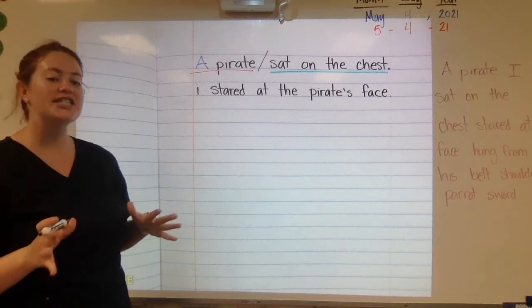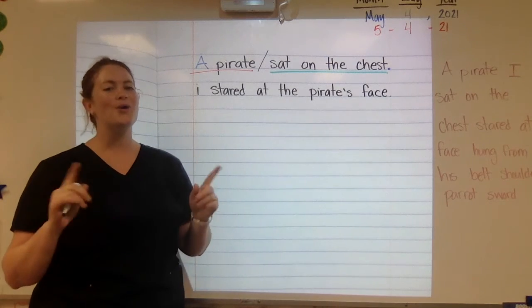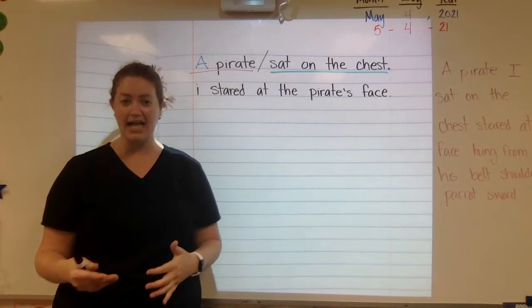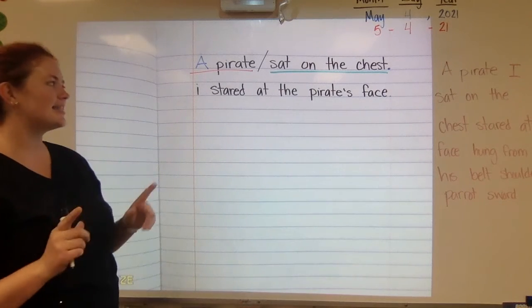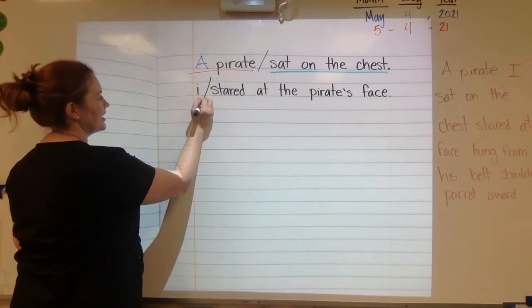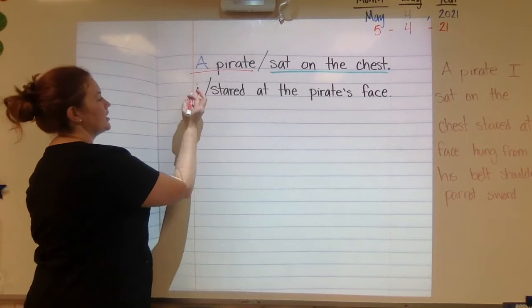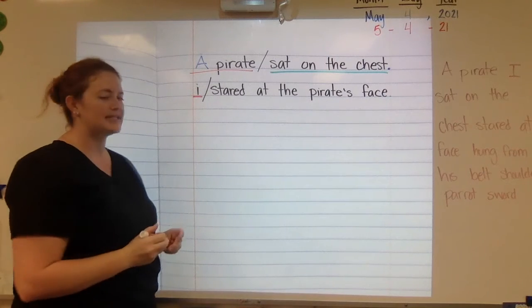Okay, now the first thing I need to do is separate my subject from my predicate, my who or what from my doing, telling part. And I think that the whole sentence is about me. It's about I. So I'm going to separate it right here because I is my subject. So I'm going to underline that in red. That's what the whole sentence is about.